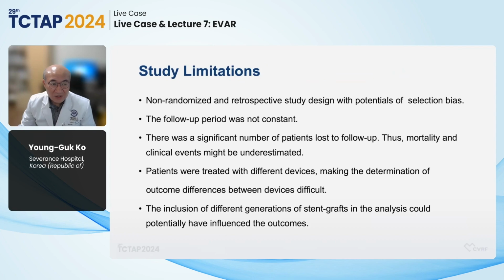These are the study limitations. Our study was a non-randomized and retrospective study with potential subselection bias, and the follow-up period was not constant among the patients, and there was a significant number of patients lost to follow-up. Thus, mortality and clinical events might be underestimated. Patients were treated with different devices, making the determination of outcome differences between the devices difficult. The inclusion of different generations of stent grafts in the analysis could potentially have influenced the outcomes.